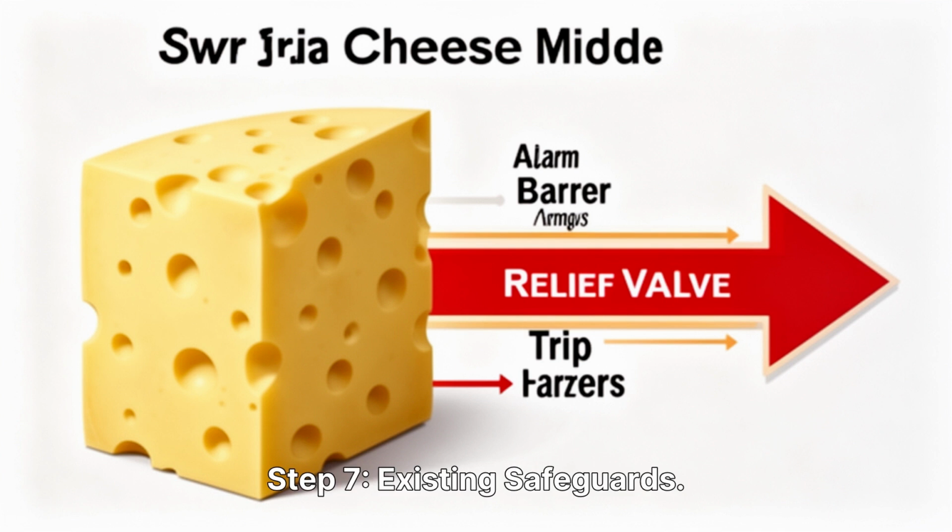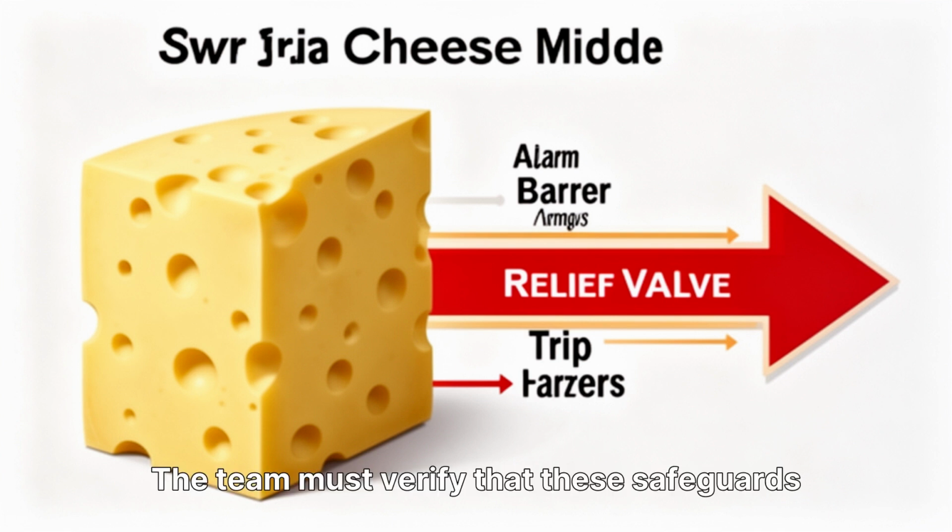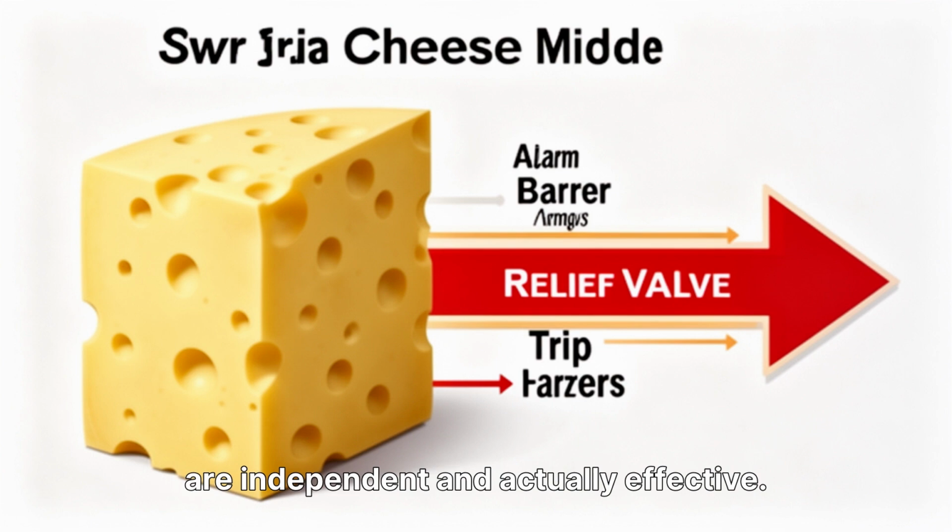Step 7, existing safeguards. Now we look for protection. Do we have a low-flow alarm? A high-temperature trip? A pressure relief valve? These are your layers of protection. The team must verify that these safeguards are independent and actually effective.